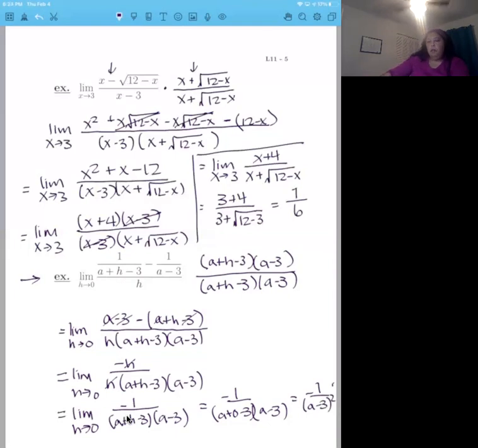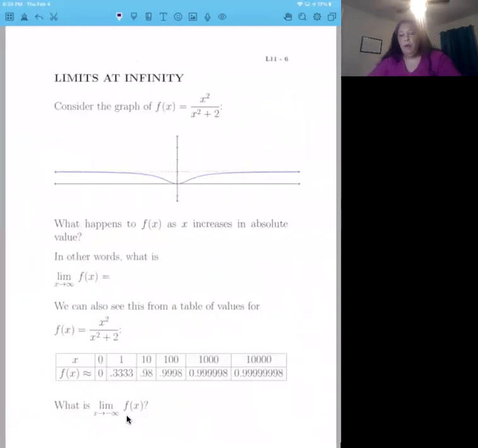All right, so those are the typical type of examples that you're going to see show up in this class. Now what we want to do is think about limits at infinity, meaning out here by positive infinity and down here by negative infinity. So this is as x goes to infinity, and this is as x goes to negative infinity.